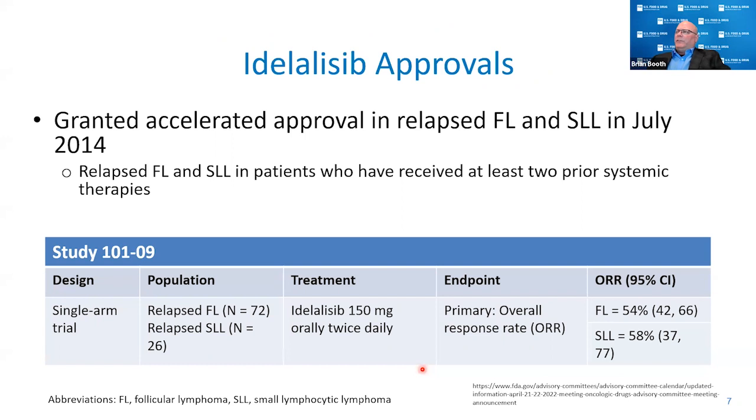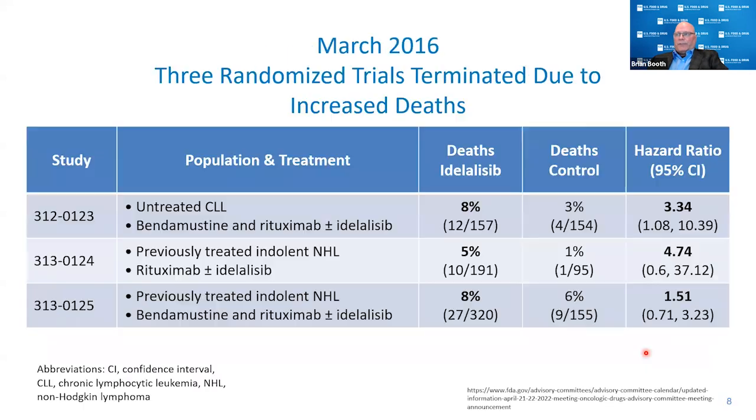And then for the other 2 indications, follicular lymphoma and SLL, these were single-arm trials that were based on ORR. And here again, you can see that the response rates were 54 and 58%. Again, that looks very good. So very, very promising. But then as a part of the regulatory approval, they had to do their confirmatory trials.